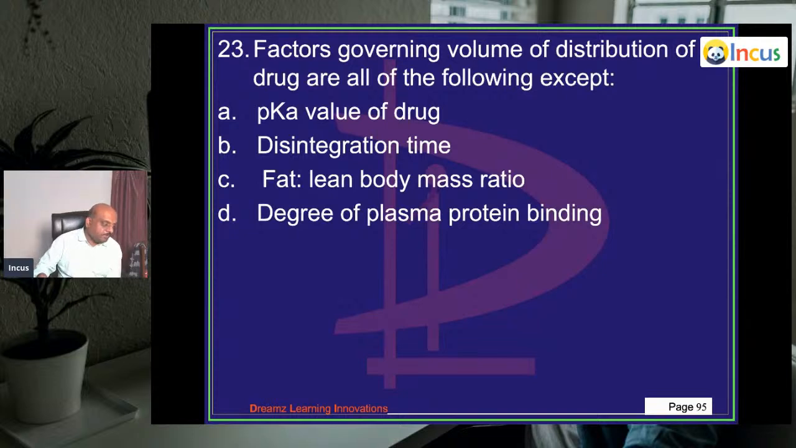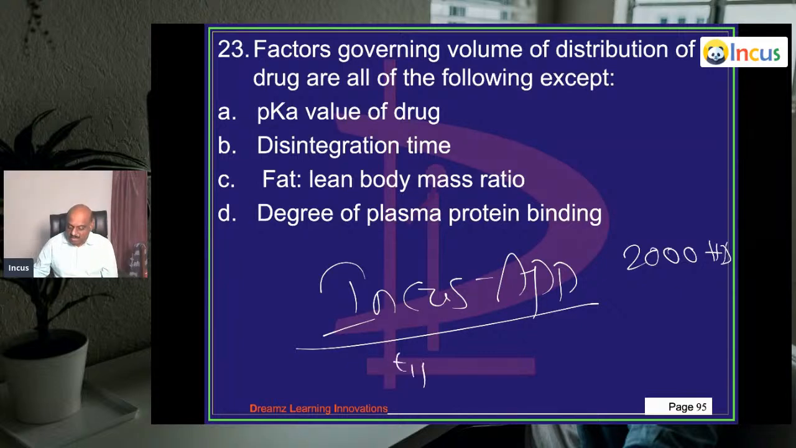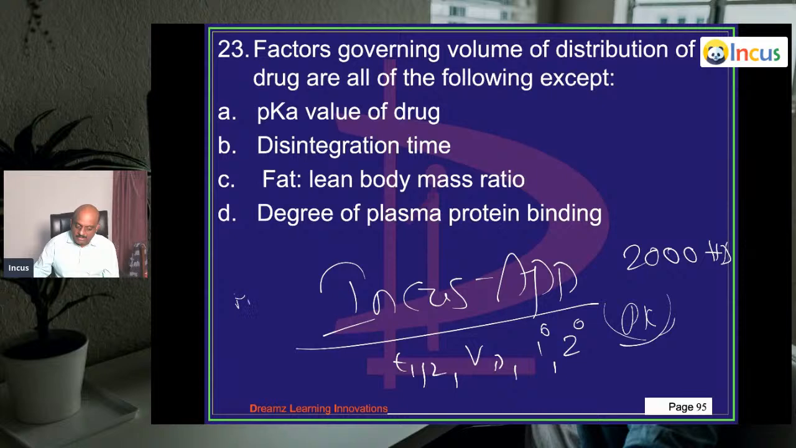Now, once more doctor, one of the favorite topics, without a question on T half, volume of distribution, first order, zero order, kinetics. Then all these pharmacokinetic parameters are there, no, doctor? Maintenance dose, loading dose, how do you calculate? Everything.